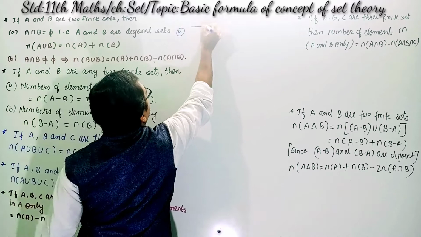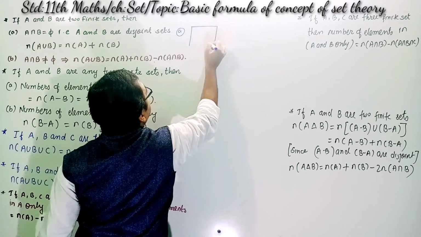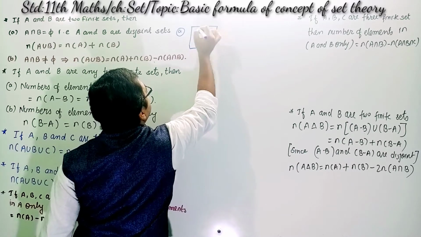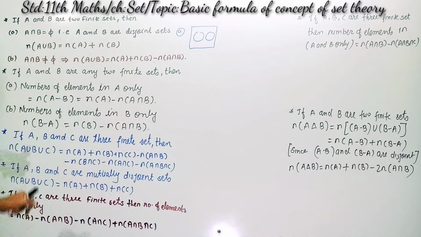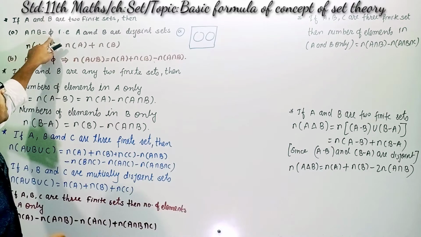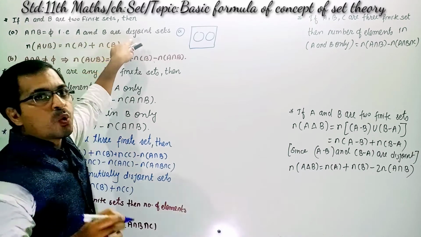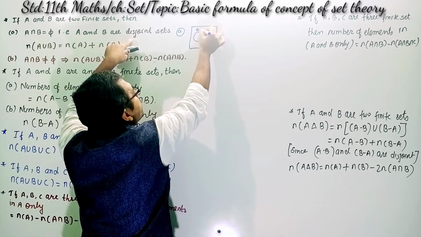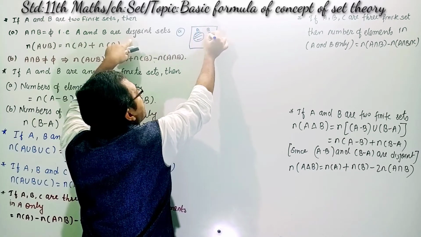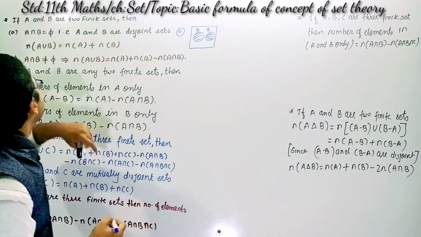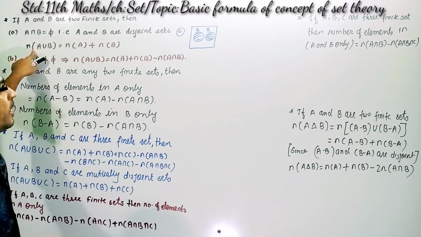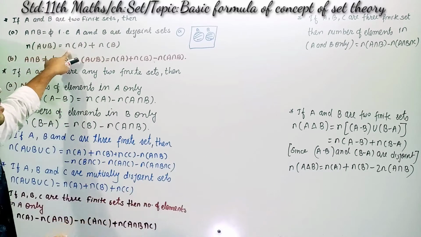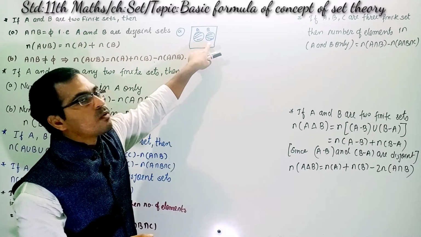Suppose you have the sets A and B, right students? Both the sets are disjoint, meaning no elements are common. So students, here you can write A and B. These two sets are disjoint sets. Then the number of elements of A union B is equal to the number of elements of A plus the number of elements of B.